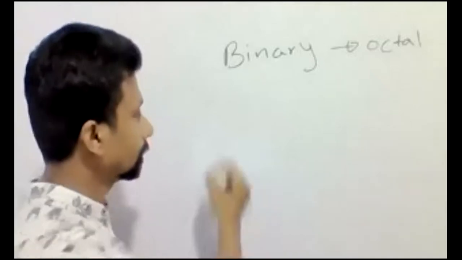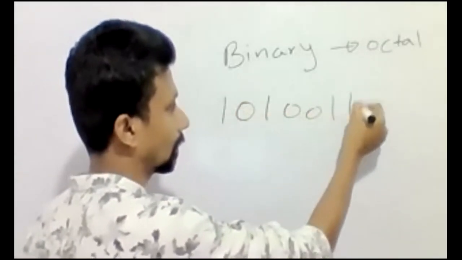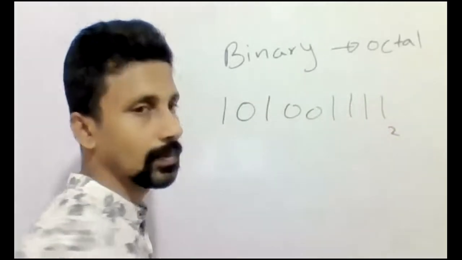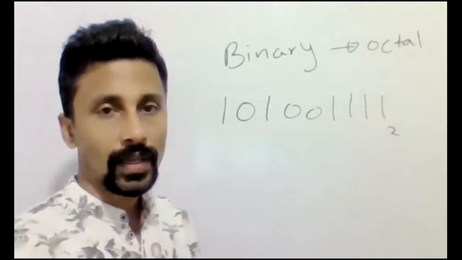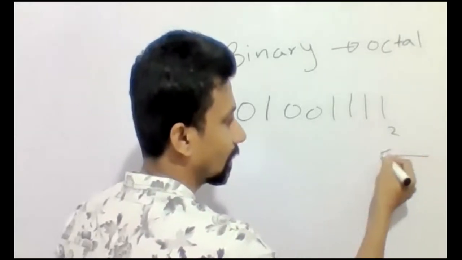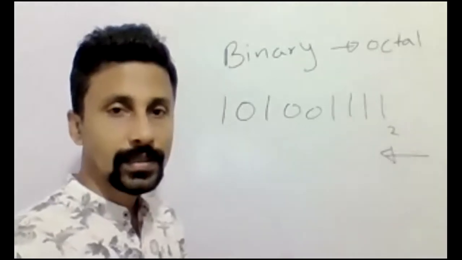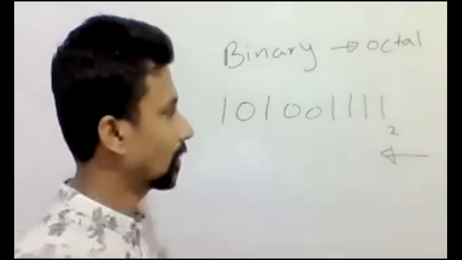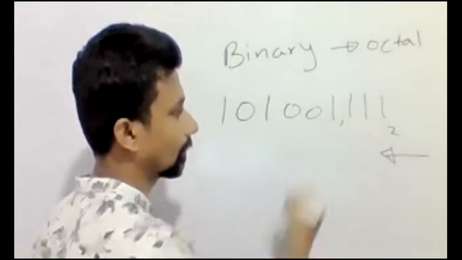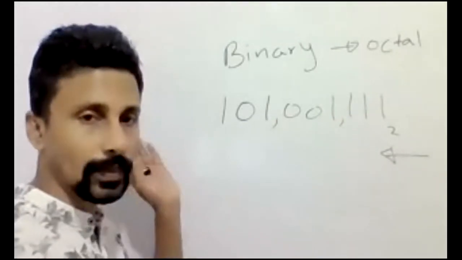Look at the board. I take an example binary value. This is my binary value, and I have to convert it to octal. From your right hand side, separate each three binary digits. So I am separating here, then I am separating here. Like that you are separating.